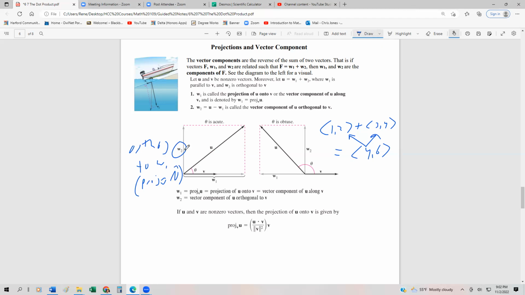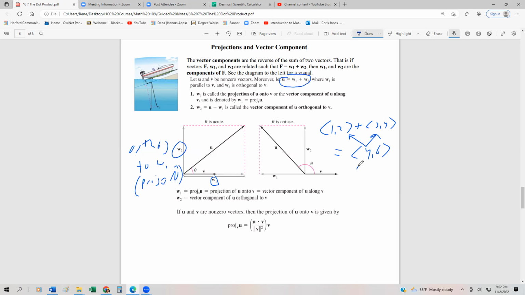That's what we're looking at. We're trying to find w1 and w2 such that w1 and w2 are orthogonal and w1 is the projection of u onto v. And you can clearly see how this works. So let's figure out how we're going to do that. u is the sum.